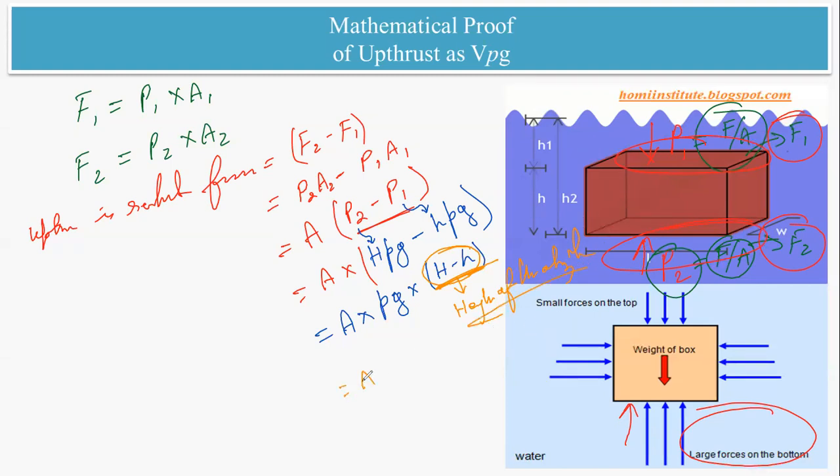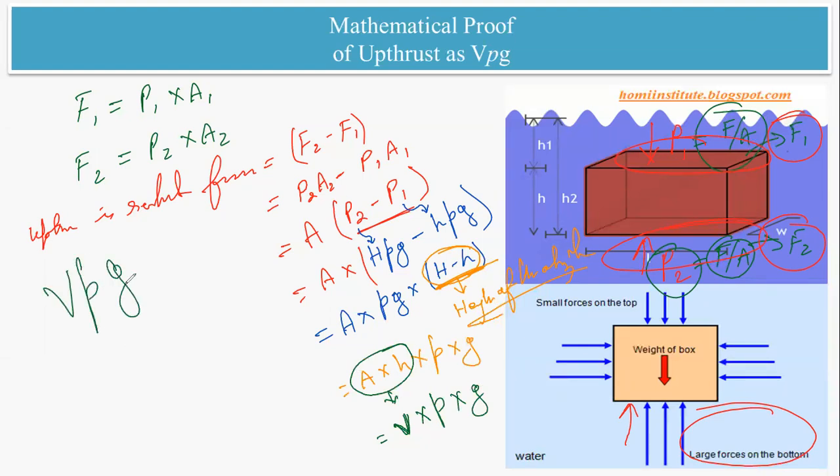So I can write a into h into rho into g. And what is the calculation of area into height? Area into height shows volume. We know this thing from maths. So volume into density into g. So over here v rho g, where v denotes the volume of the object which has been submerged in the liquid. v जो है वो volume of the object है जो कि submerge किया जा रहा है liquid के अंदर.